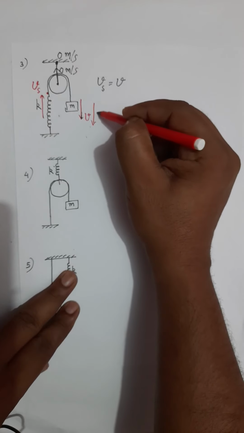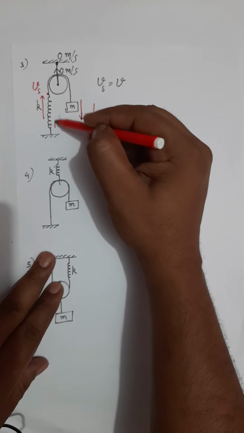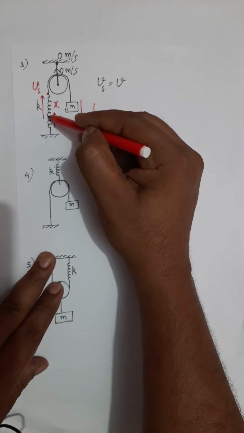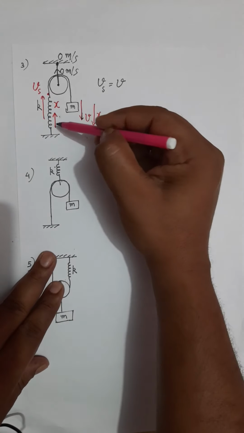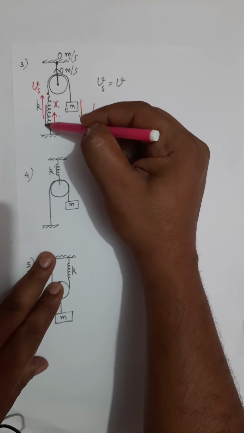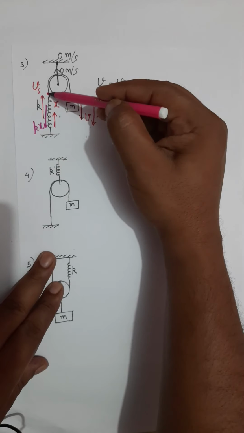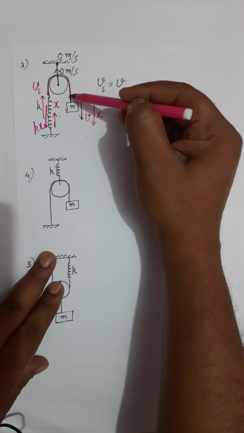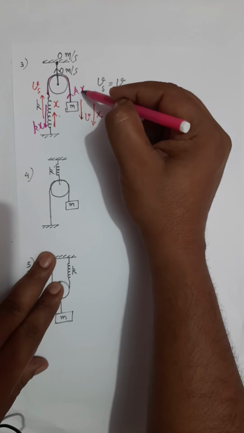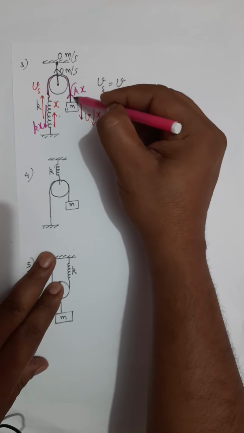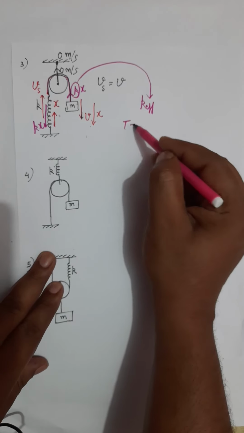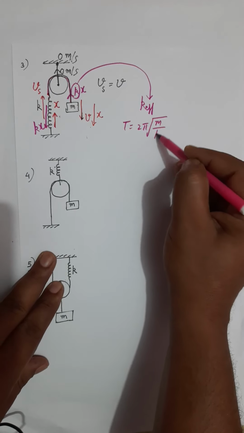if the block goes down by distance x, the spring will extend by distance small x, which will make a force of kx, right? If the spring is stretched, elongated by small x, you will get a force in this spring in the downward direction, which is kx, and since the spring is directly attached to the block, here also you will experience the force kx. So now the block will experience a restoring force which is kx, and therefore k will be k effective, and then time period will be 2 pi root of m by k.